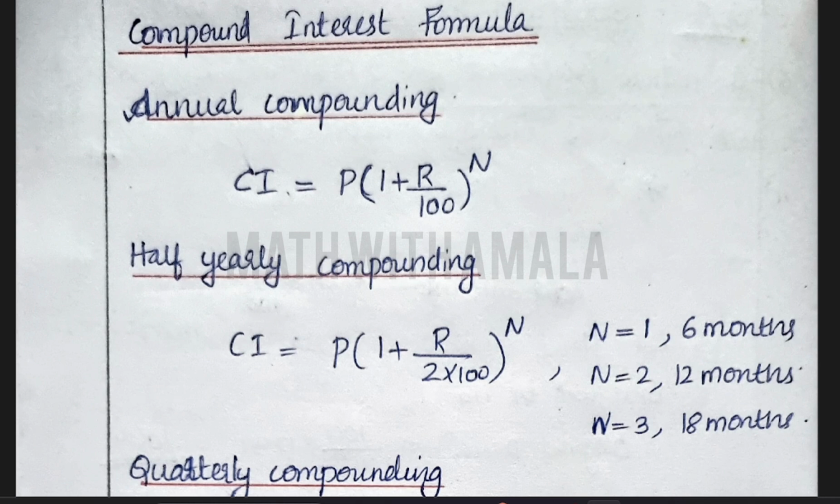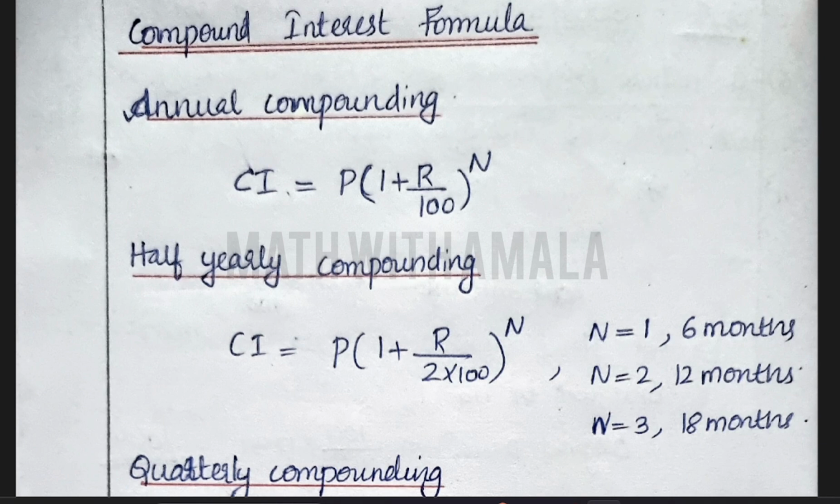In annual compounding, let's have this equation, which is very important and very easy to understand. Compound interest is equal to P into 1 plus R by 100 all raised to N. And this compounding can be half yearly or quarterly. Half yearly means the period is 6 months and the formula is P into 1 plus R by 2, that is, the rate of interest is split into two halves to cover the half years.